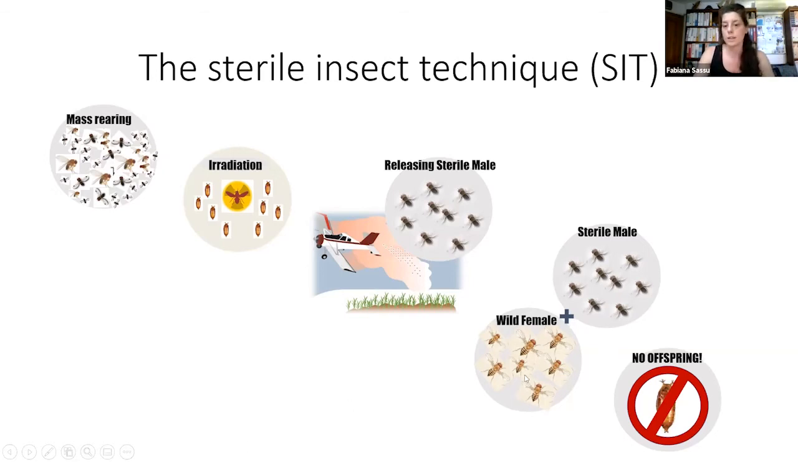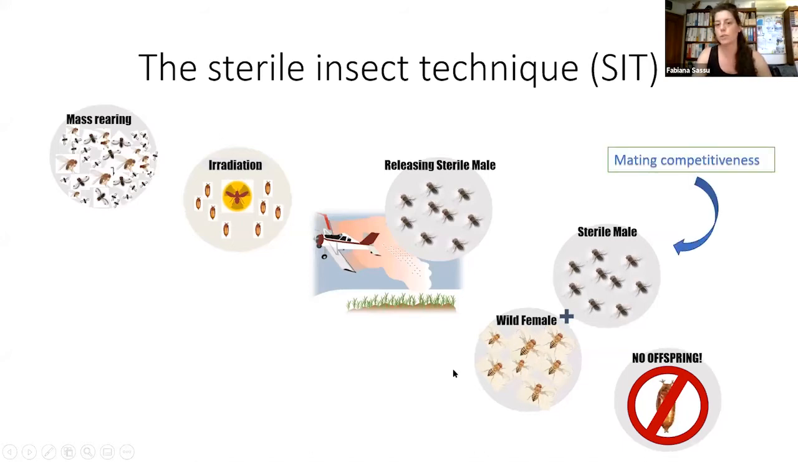And the goal is that the sterile males will compete with the wild males to meet with the wild females, and so there will be a decrease of the natural population. Today, I'm going to show you my study regarding this last step, the mating competitiveness of the sterile males.